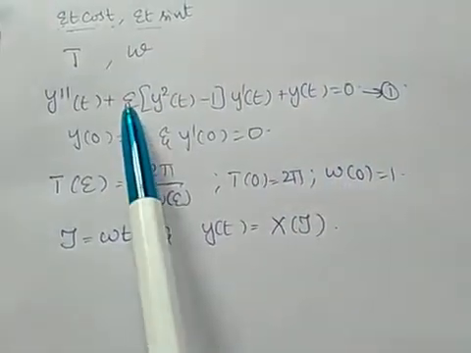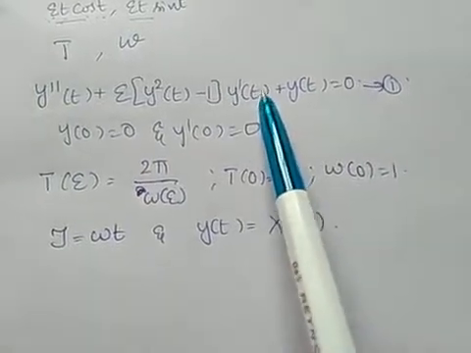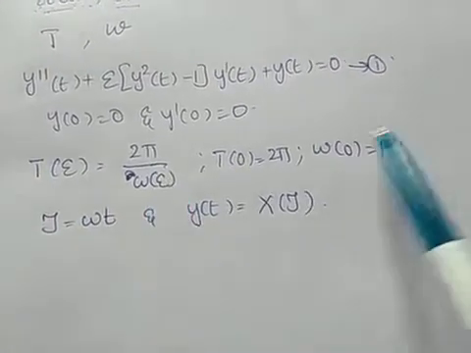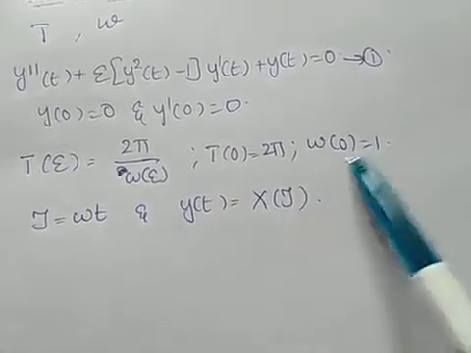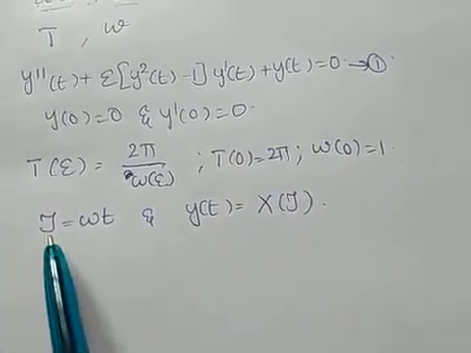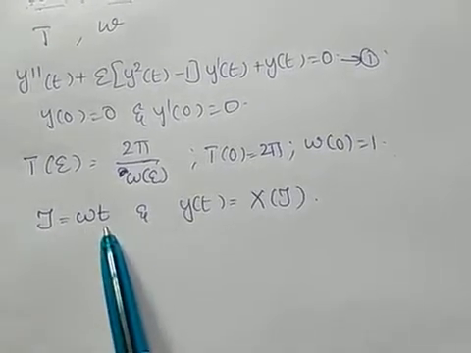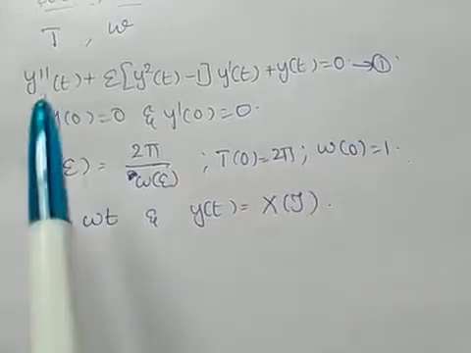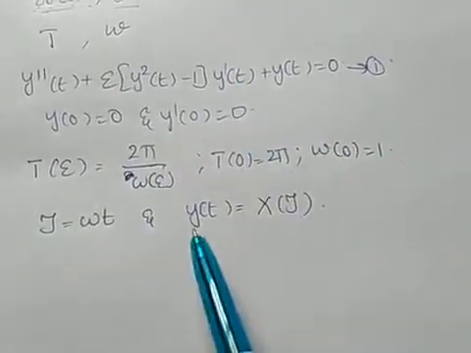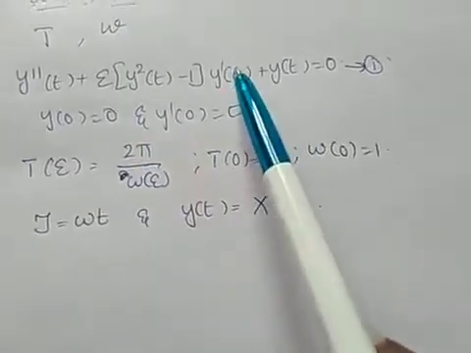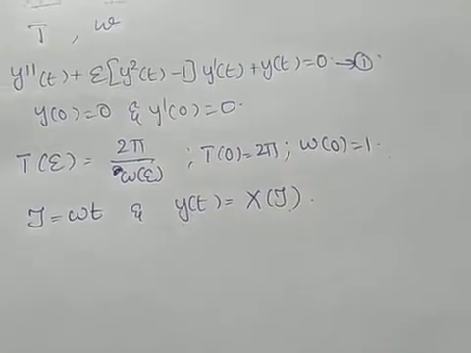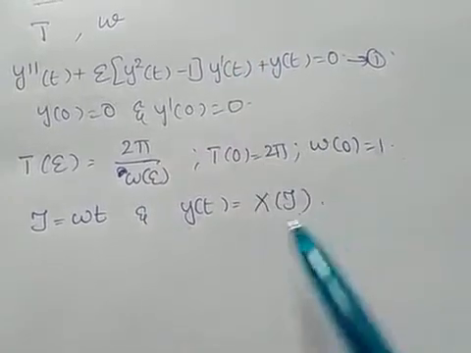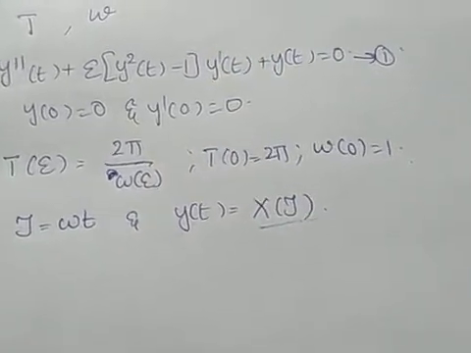So this is our equation for which we have to find the solution. I am defining the period T as 2 pi by omega, with T of 0 equal to 2 pi and omega of 0 equal to 1. And we define tau is equal to omega t such that y of t is equal to x of tau. In this equation we have y, which we can substitute directly, and we also have y dash. Y dash means dy by dt. Now we are going to change that in terms of x.